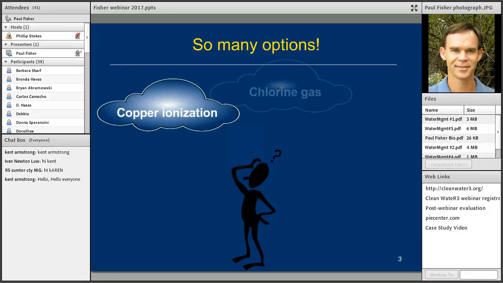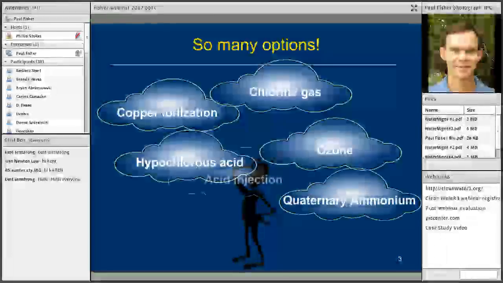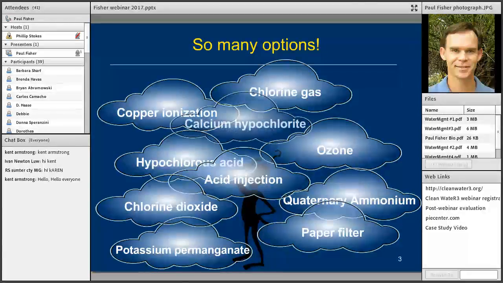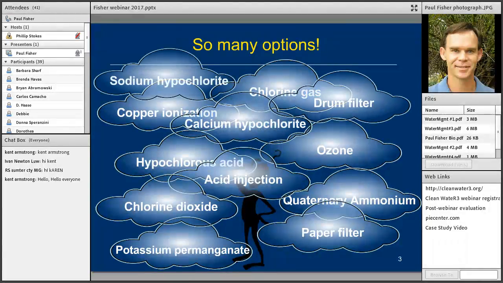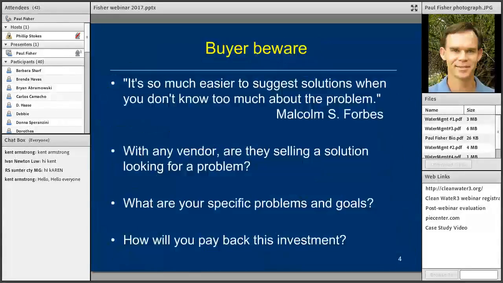So there are so many options, and this is one of the challenges. All of these different technologies that we have available for water treatment are good quality solutions for certain problems, but there is no silver bullet. There is no one technology that's going to solve all water quality issues.